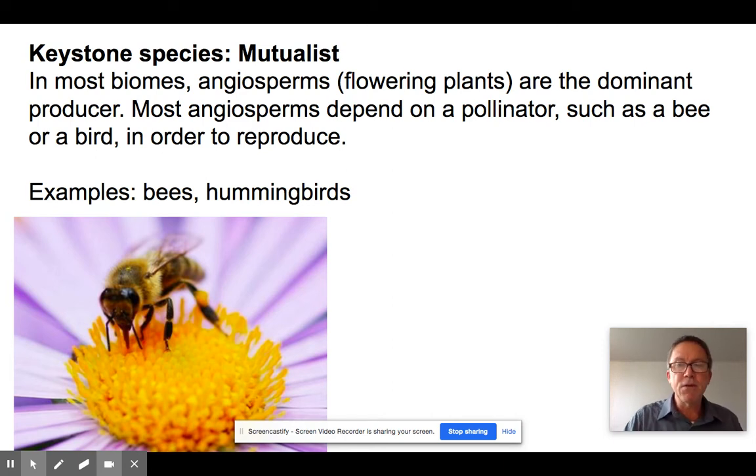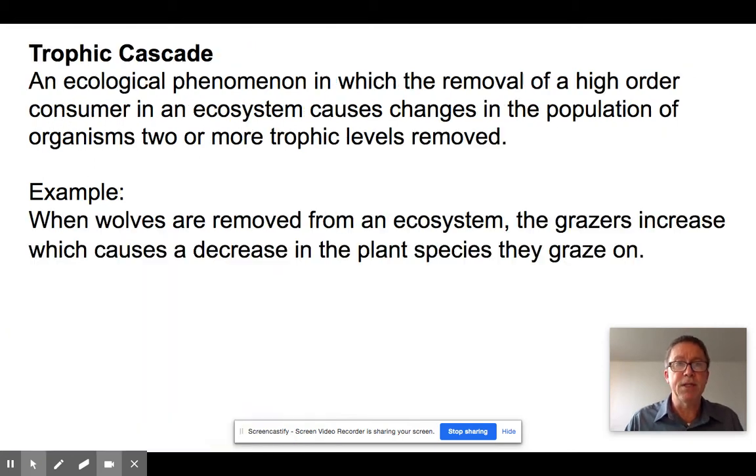So if you don't have bees, you don't have trees, basically. And this is actually a problem. I think it's called colony collapse syndrome, where the bee species are dying out, and it's producing a problem for the ecosystems in which these bees normally operate. So those are the four different types of keystone species that we'd have.